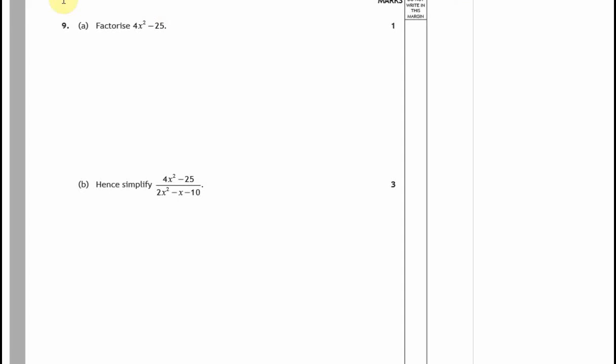Okay, question 9. Factorise 4x squared minus 25. Now, when I'm factorising, whenever I see a number in front of x squared, I know this is going to make it a tiny bit harder. If it said factorise x squared minus 25, I'd be thinking, well, there's no x term in the middle here, is there? It goes straight from the x squared to the number. So that's going to be the difference of two squares.